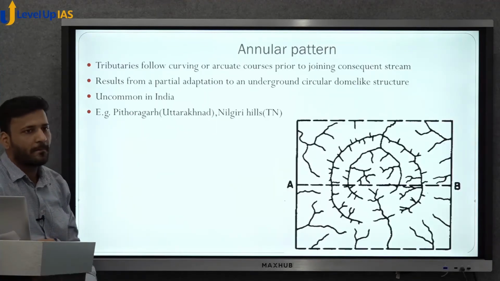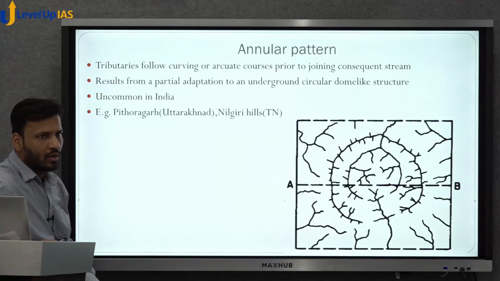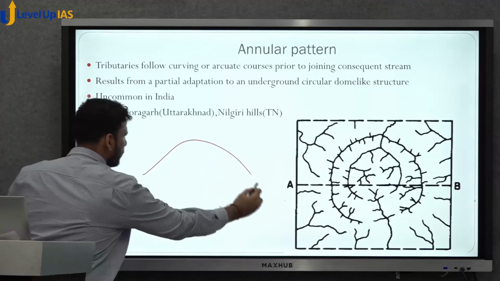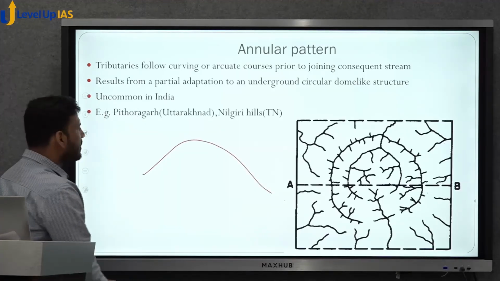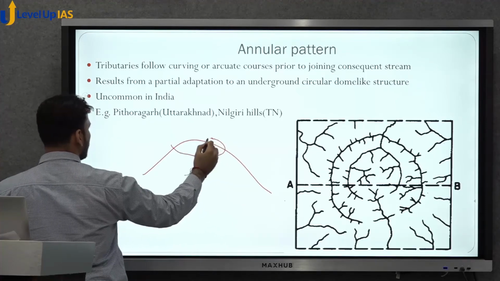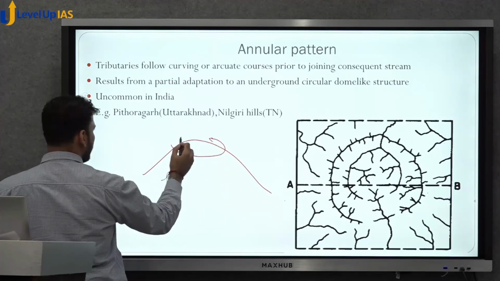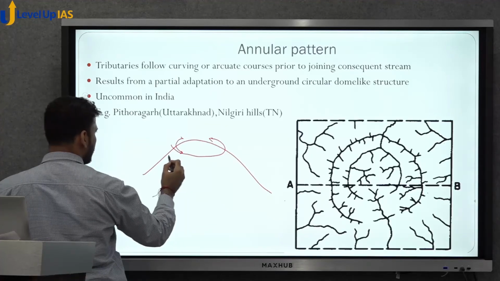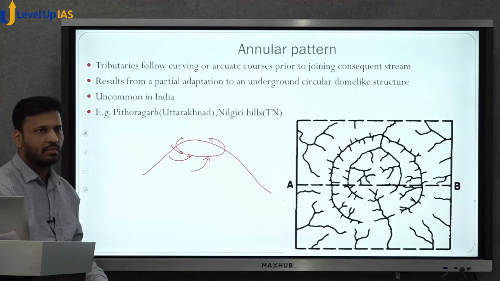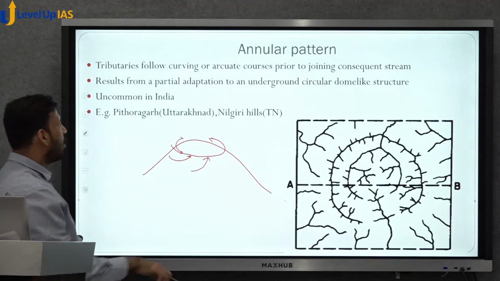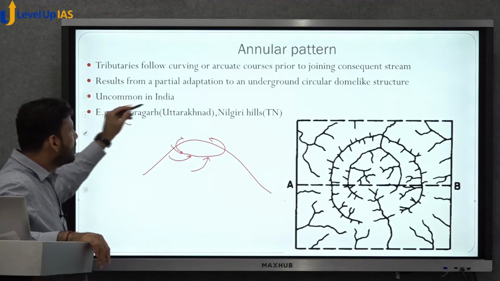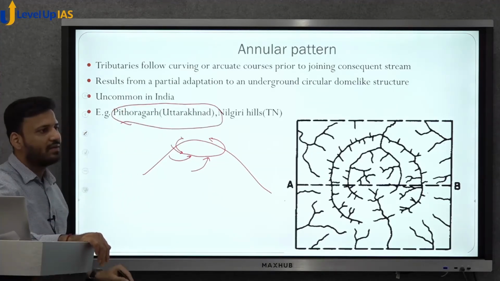This is circular. तो सर्कुलर में क्या होता है? सेंटर में जो डोम होता है, let us say this is a dome. So when a river is flowing on this dome, it flows in a circular manner like this. And when tributaries come and join, they also flow in a circular manner and join the main river like this. So this is called the annular or circular drainage pattern. It is not very much visible in India, but Pithoragarh in Uttarakhand and Nilgiris in Tamil Nadu have this circular drainage pattern.